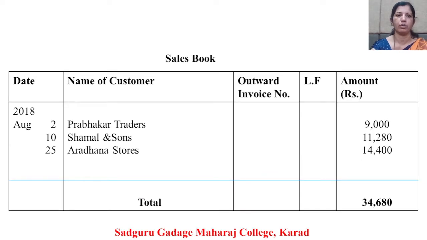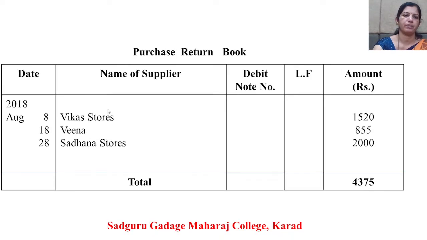Then sales book. In the sales book we also require 5 columns: date, name of customer, outward invoice number, LF, amount. The basic rule for recording in sales book is that sales book records only credit sales of goods. Only credit sales of goods. Transactions other than these are not recorded in it.